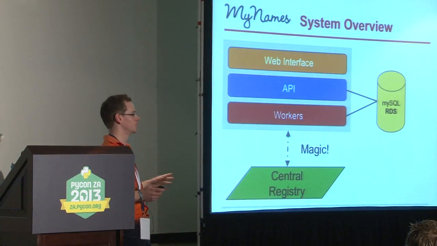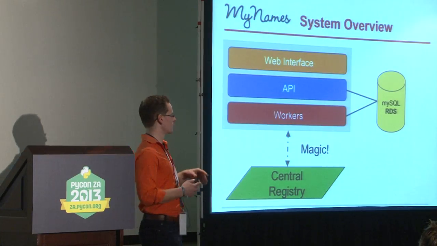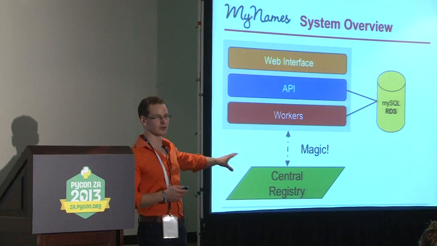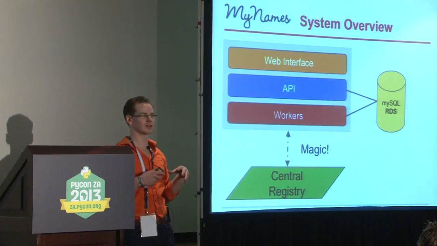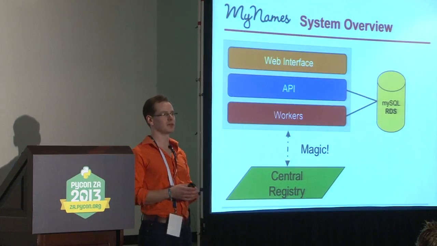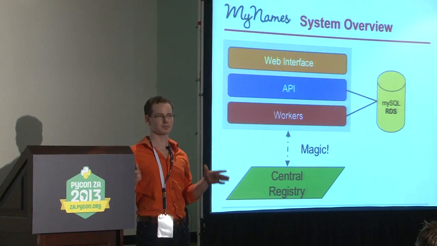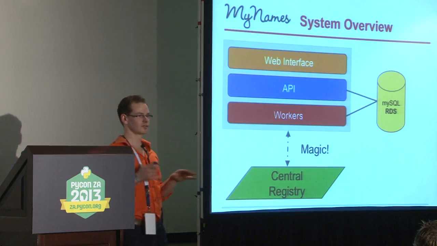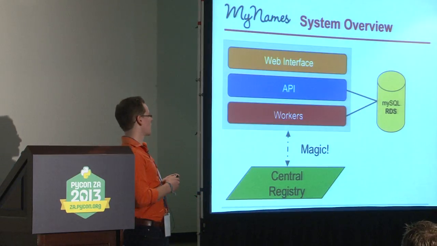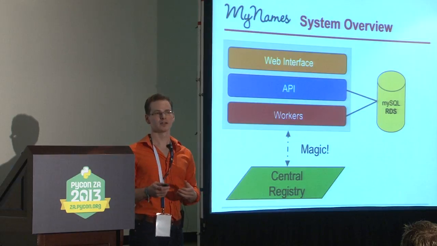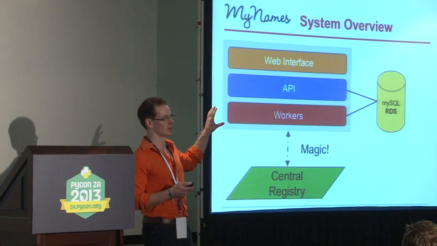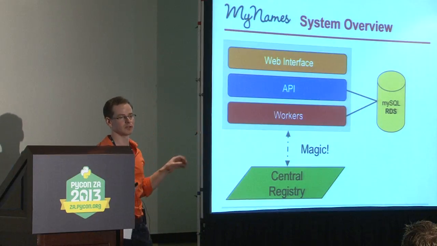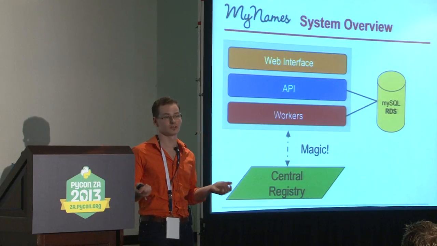So this is an overview of our system. Somewhere we have a central registry and we talk to it. We have a web interface that takes traffic in, passes it to an API. These two things run on separate domain names, lots of CORS headers moving around, and some workers make it happen to synchronize domain and contact state with the central registry. And for our consistent state, we use RDS, which is just a hosted MySQL service.